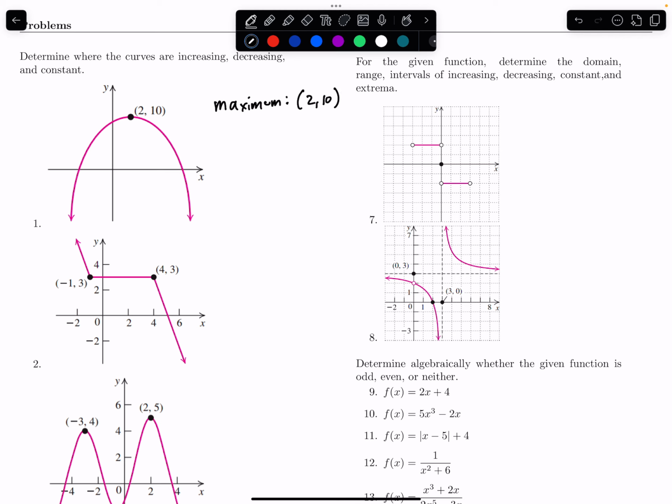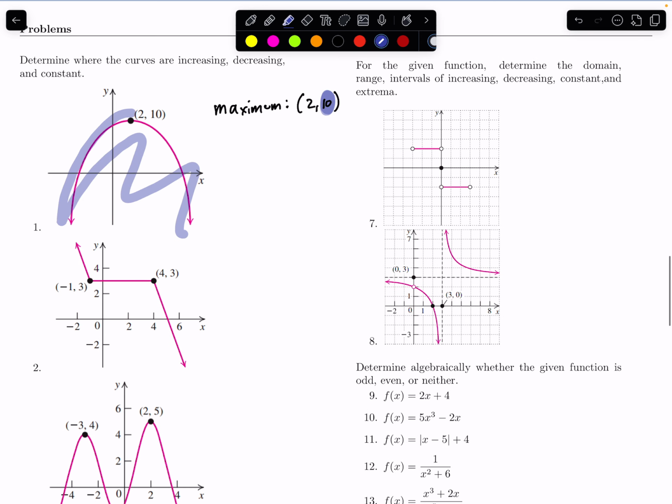2, 10. That's it. And remember, the relative maximum is a coordinate, or a point. Although some people, like I mentioned earlier, just focus on the y value because that's, I guess, the more important one. Okay, let's look at the next one, number 1. So that was, by the way, the only maximum or minimum.